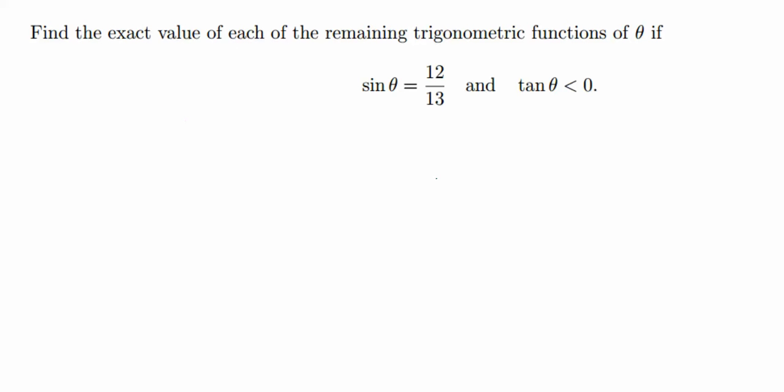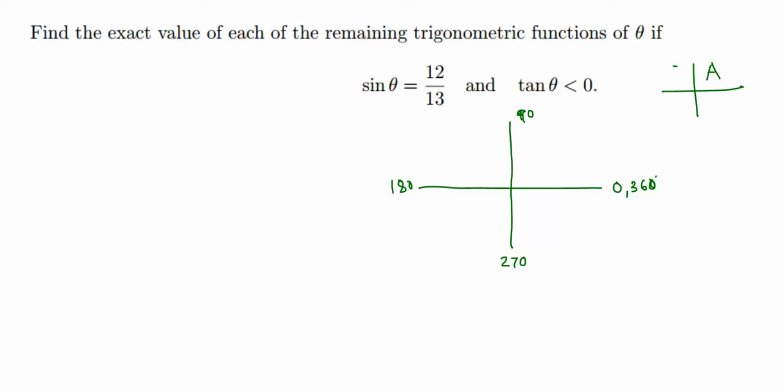Okay, so let's draw coordinates. So 0, 90, 180, 270, back to 360, and we know the quadrant rule. All students take calculus. All positive, sine and its reciprocal positive, tangent positive, cosine positive.